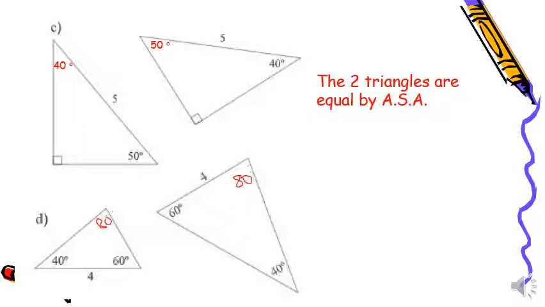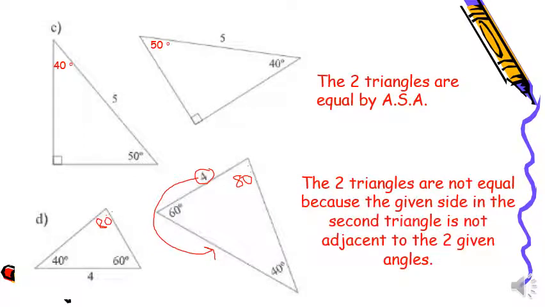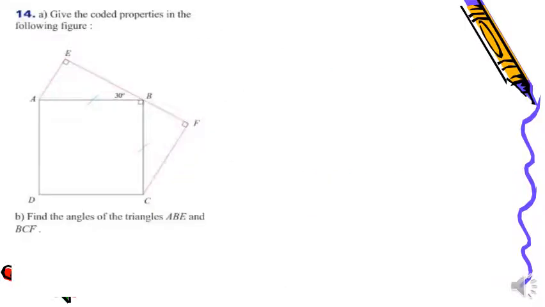Why? Because of the two equal sides, I have the problem with this one. This 4 must be here between the two equal respectively sides. So these two triangles are not equal because the given side in the second triangle, the problem is not adjacent to the two given angles. This 4 must be included between these two angles. Okay, now let's start with exercise number 14.